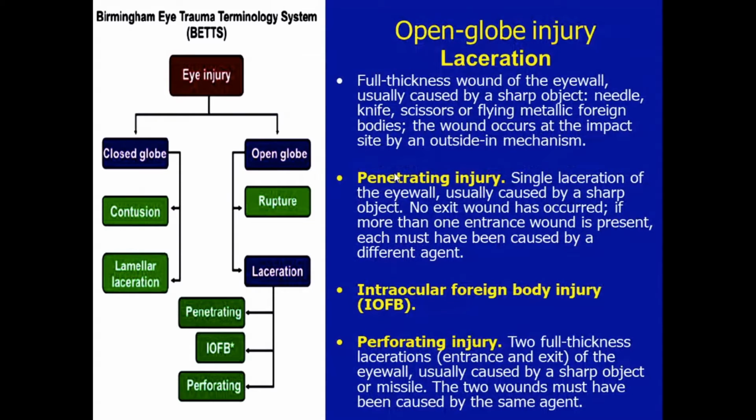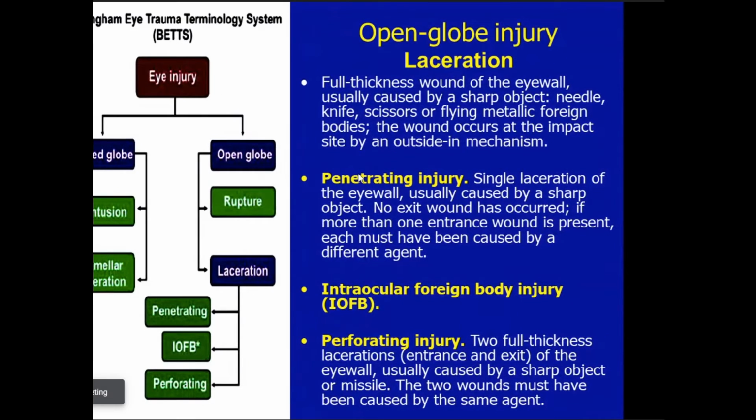Okay, more often we see open globe injuries, laceration. Full thickness wound of the eyeball usually caused by a sharp object, like a needle, knife, scissors, or flying metallic foreign bodies. The wound occurs at the impact site by an outside-in mechanism.